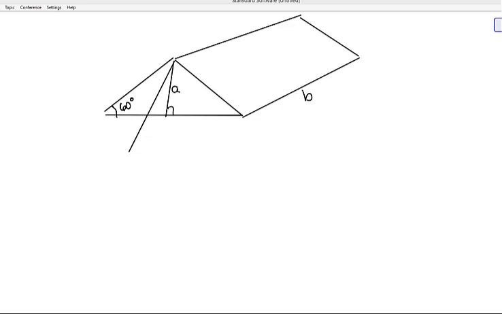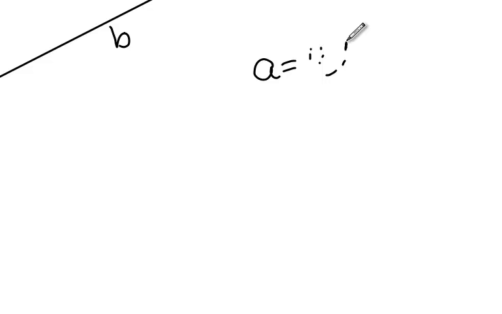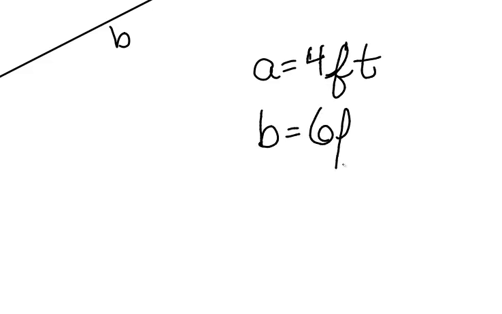Okay, in this video we're going to look at the tent design problem out of WebAssign and also out of your textbook. What we're going to look at is where we have a 60-degree angle here. This makes a right triangle. They tell us what A and B are. They tell us that A is equal to 4 feet, and that B is equal to 6 feet.